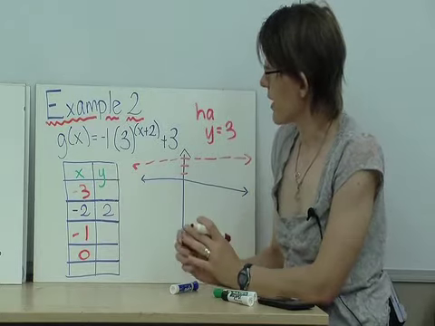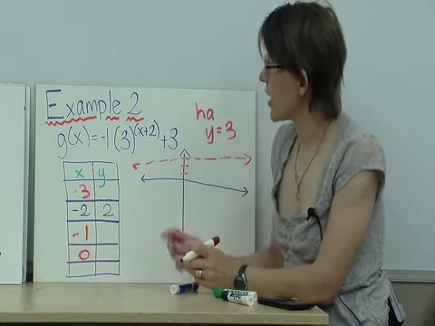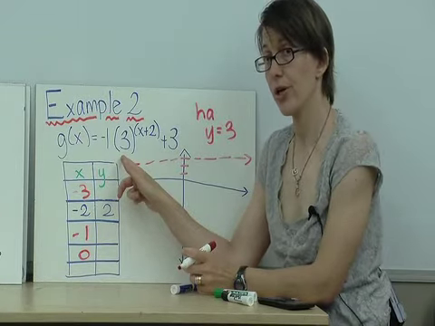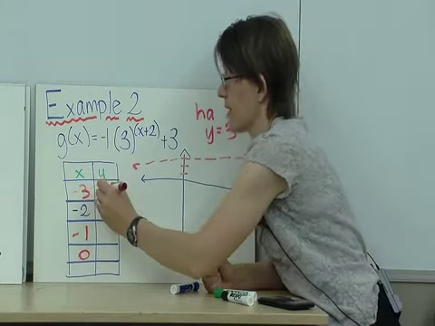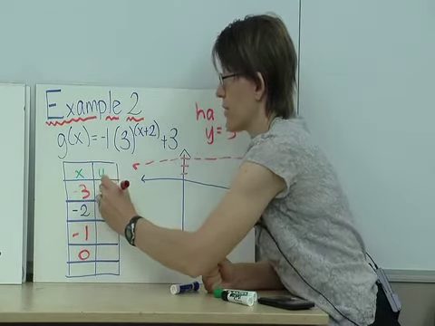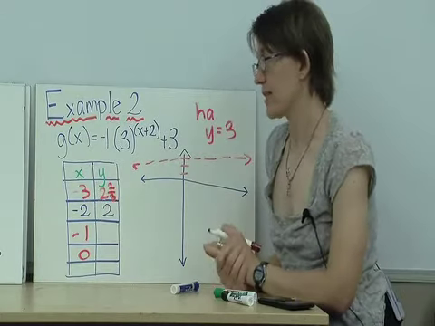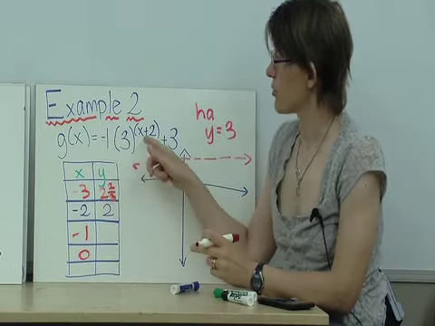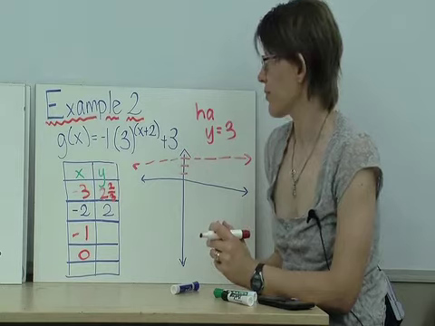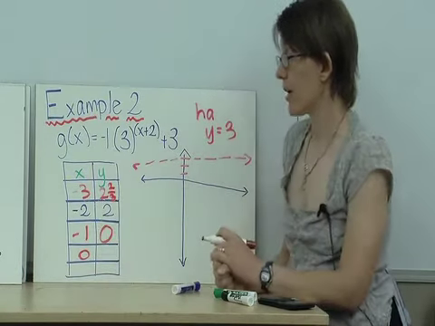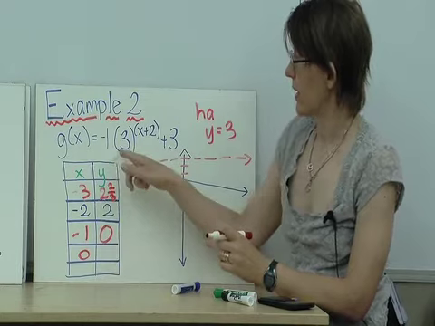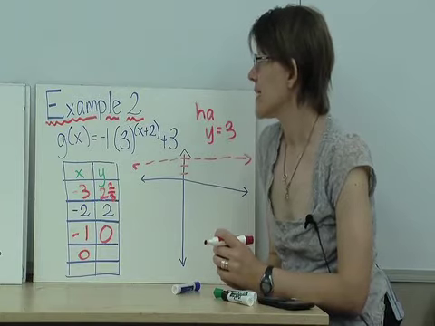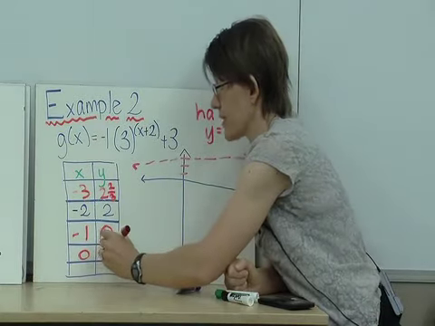So first, if I evaluate with x equals -3, I have -1 times 3 to the -1 power. So that's -1/3 plus 3 is going to be 2 2/3, or about 2.7. If I use -1, then I'm going to have -1 times 3 to the first power, or -3 plus 3 is 0. Then 0, I have 3 to the second power, that's 9. And so -9 plus 3 is going to be -6.